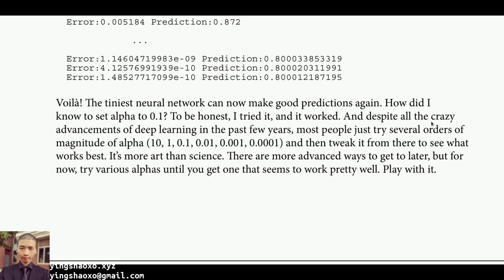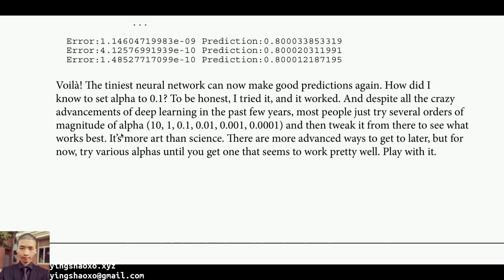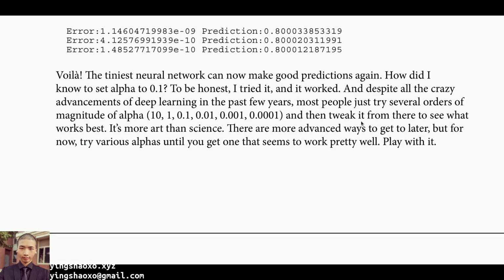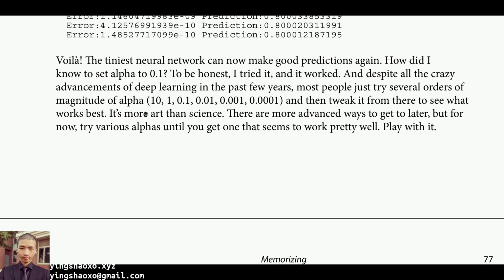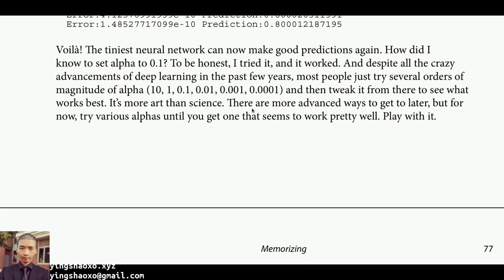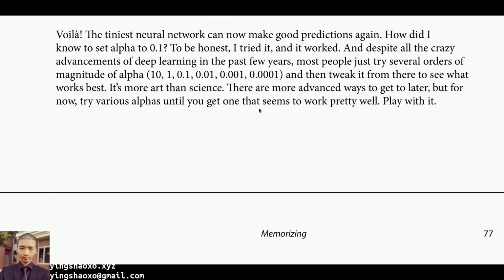And despite all of the crazy advancements of deep learning in the past few years, most people just try several orders of magnitude of alpha: 10, 1, 0.1, 0.01, and so on, and then tweak it from there to see what works best. It's more art than science. There are more advanced ways to get to later, but for now, try various alphas until you get one that seems to work pretty well. Play with it.